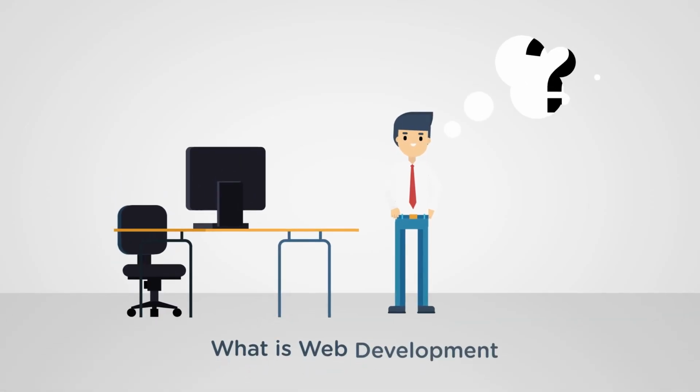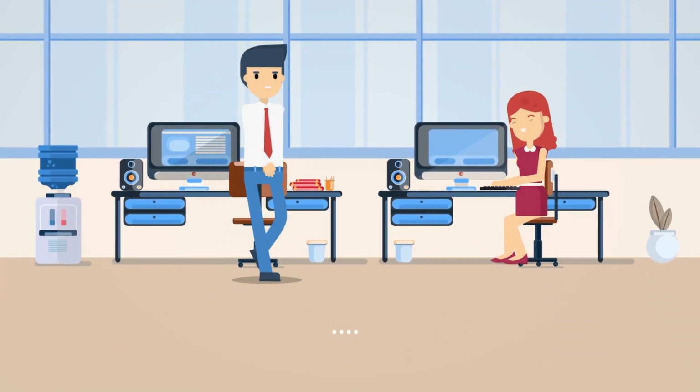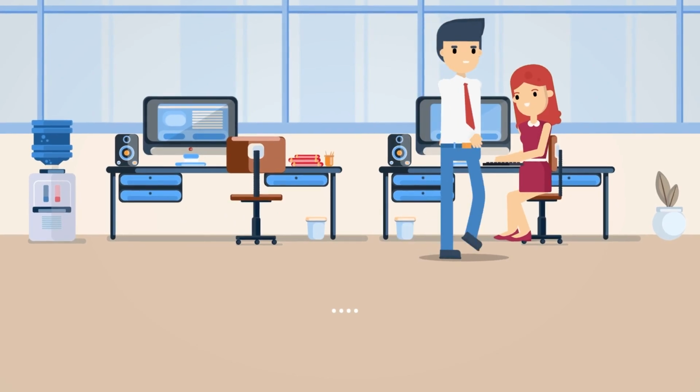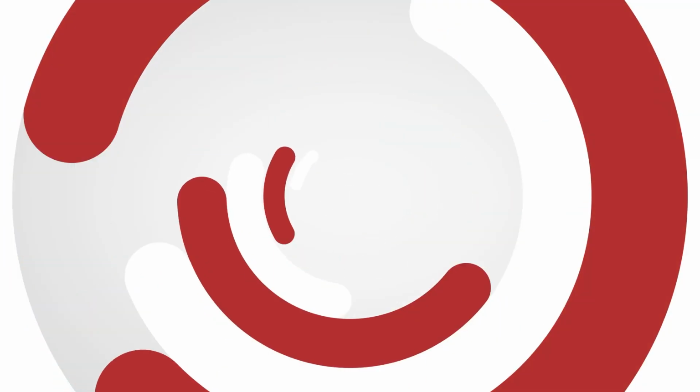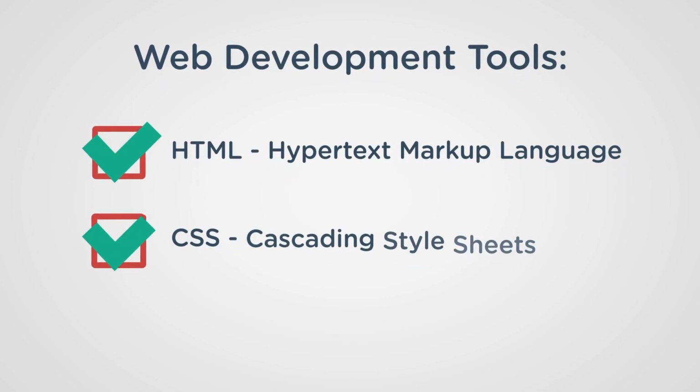Before we start, we must first understand what this whole web development thing is all about. Every website that you visit on the internet is built by a web developer. To build this website, web developers make use of the following tools: HTML, which stands for Hypertext Markup Language, CSS, which stands for Cascading Style Sheet, and JavaScript.